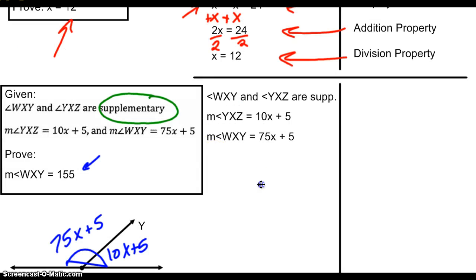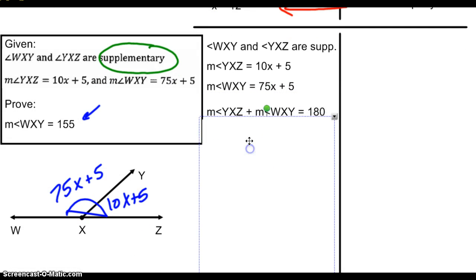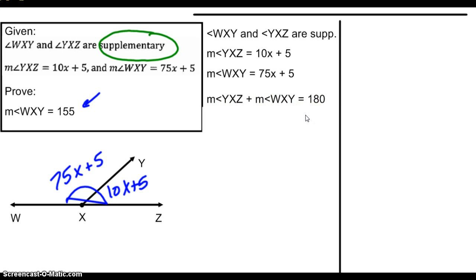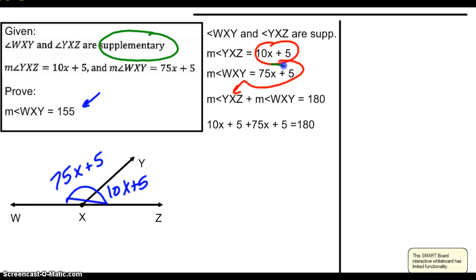So I could say that if I have angle YXZ plus angle WXY, they should add up to equal 180 degrees. Fantastic. That's the reason I need. And then I just substitute in these 2 expressions, right in there, a little bit of substitution. Boom. And from here, pause the video if you can and try and finish the problem. Remember to pause. Please pause.